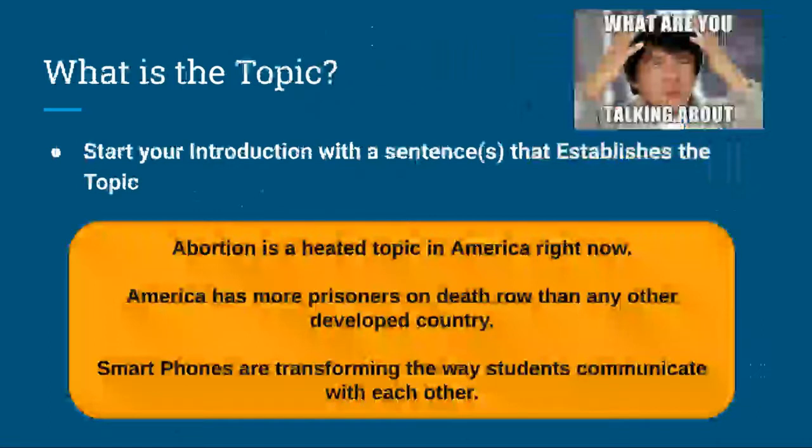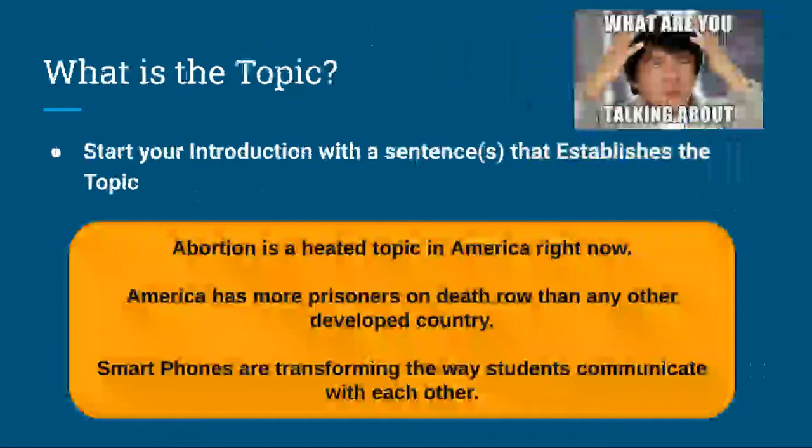Here are 3 examples. The first one, abortion is a heated topic in America right now. Okay, so if an essay started with that statement, it would be clear that this essay will be about abortion, and it will be probably the debate on whether or not it should be legal. Here's another one. America has more prisoners on death row than any other developed country. From this sentence, assume that it will be about American prisons and it will be about death row and maybe abolishing it or keeping it.